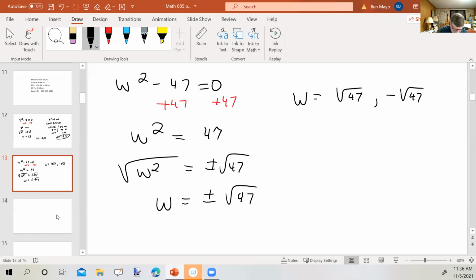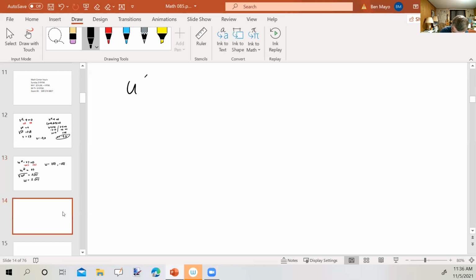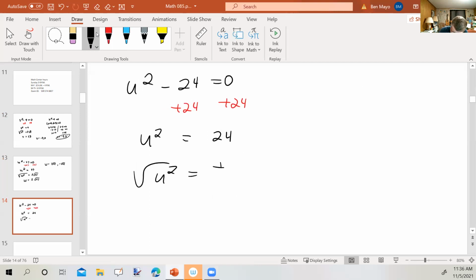Okay, let's take a look at another problem. Let's say we've got u squared minus 24 equals 0. So again, we need to get it in that form where we have a perfect square on the left side of the equation and a constant on the right side of the equation. Next, we take the square root of both sides. Don't forget the plus or minus on the right side.